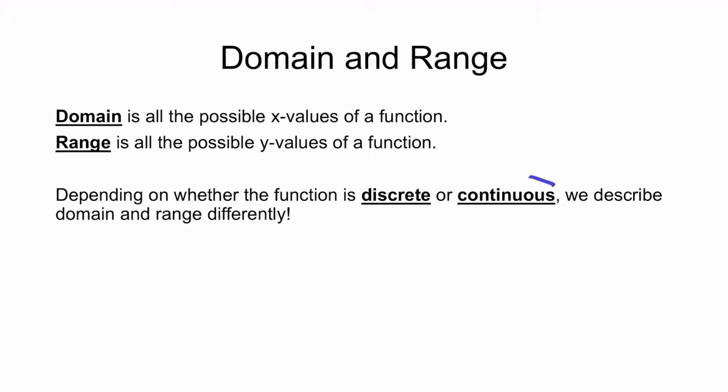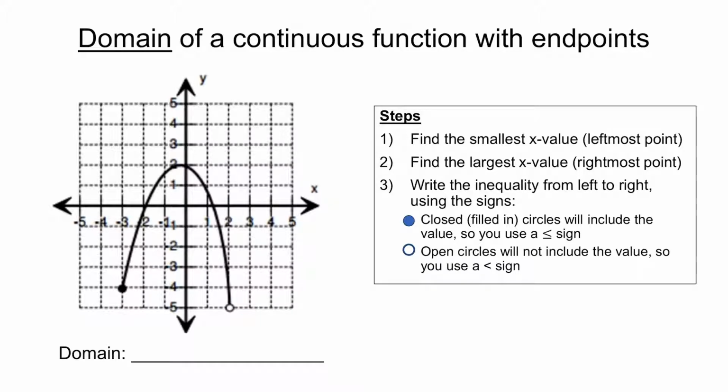So in this lesson, we're going to talk about all continuous functions, so the domain and range are going to be described as inequalities. So let's look at this. Let's talk about the domain of a continuous function with endpoints. What I mean by endpoints is that you can see at the end of this graph, I have circles. Okay, I don't have arrows at the end of the graph. So that's what I mean by a function with endpoints.